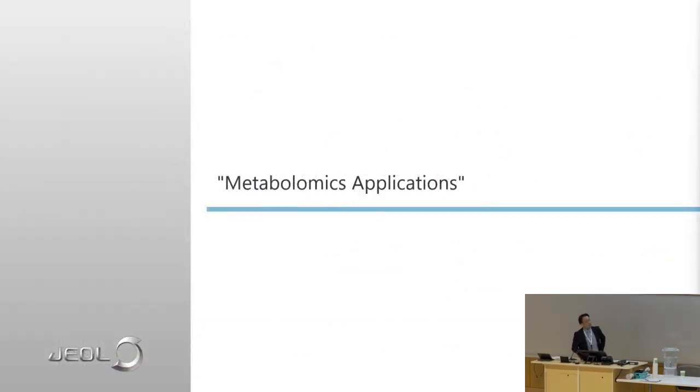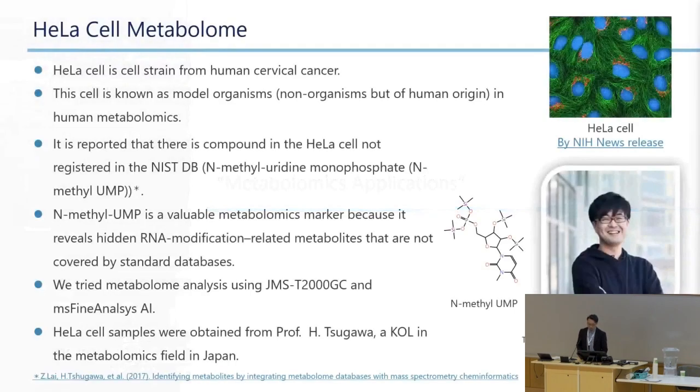From here, I will explain a metabolomics application using our AI tool. Today I'm talking briefly about HeLa cell metabolomics applications. HeLa cell is a human cancer cell line, and it is well known as a model sample for metabolomics. This is a collaborative work with Professor Tsugawa of Tokyo University of Agriculture and Technology, and he found the compound N-methyl-UNP by himself.